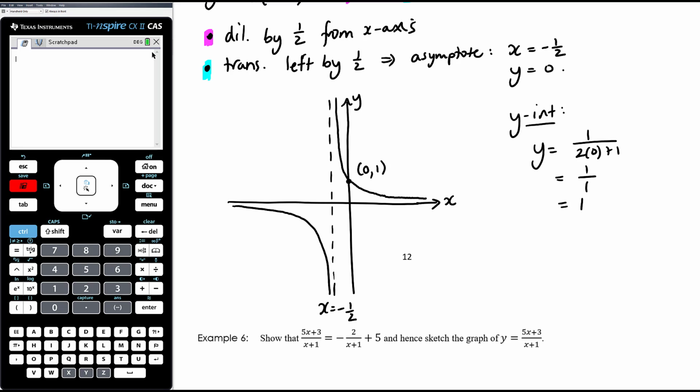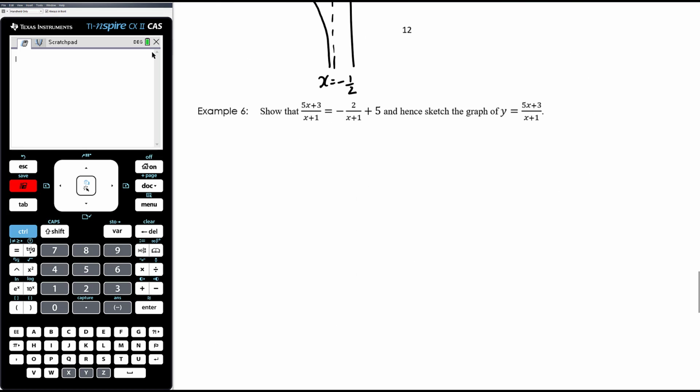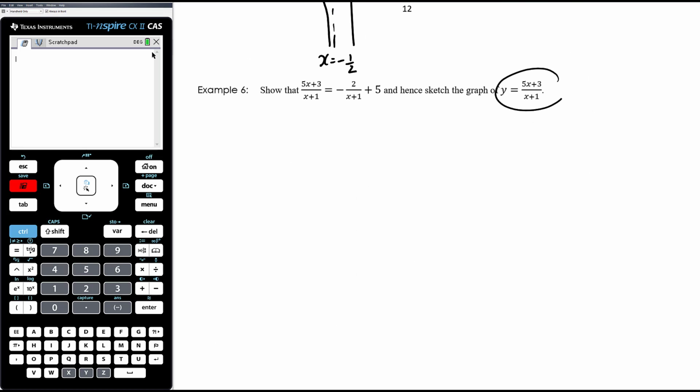Once again, you can calculate another point if you want. You could look at when x equals -1, for example, and plot a point somewhere down here, but it's not required. Both asymptotes, we've got one asymptote here and the other is the x-axis, y equals 0, and one additional point is enough. Okay, so the final example here is when we want to sketch something of this form.